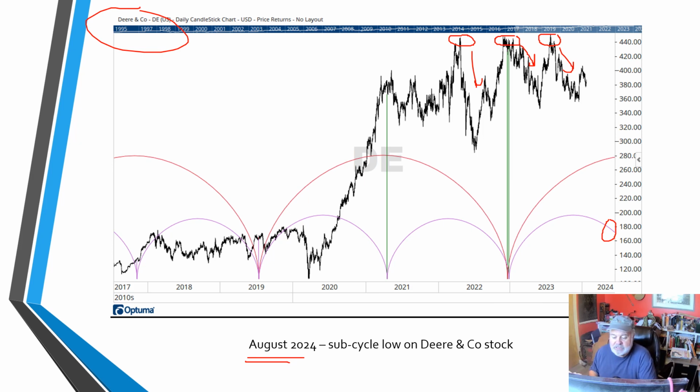So again, there's some empirical evidence that perhaps a cycle low is coming on the John Deere stock, and that ties in then with the cyclical low on wheat and corn and soybeans and what have you. So get ready for something this summer on John Deere. The ticker symbol on New York is DE.